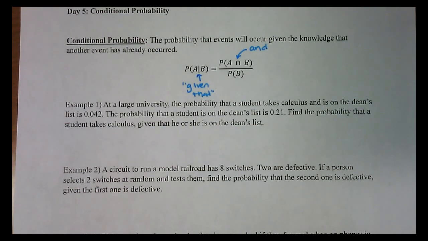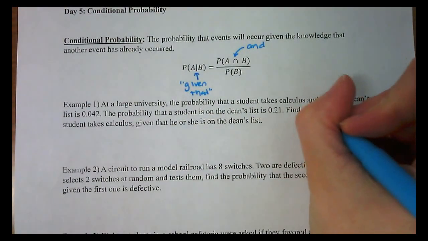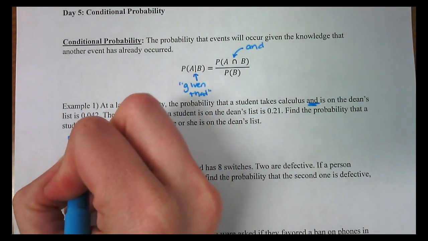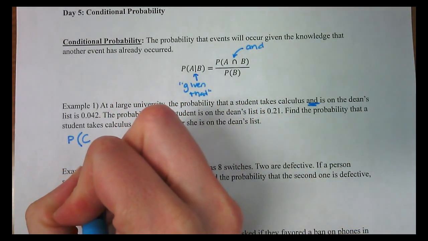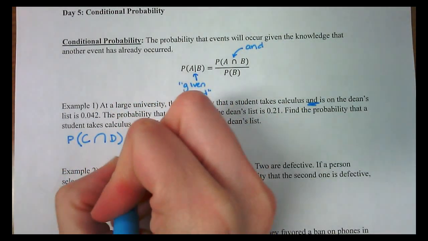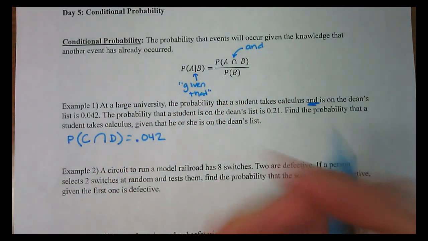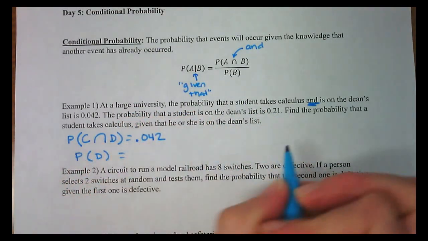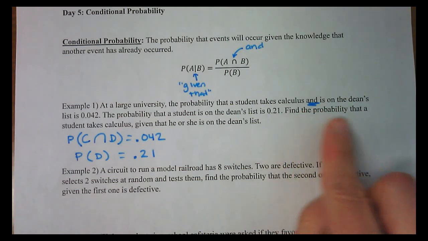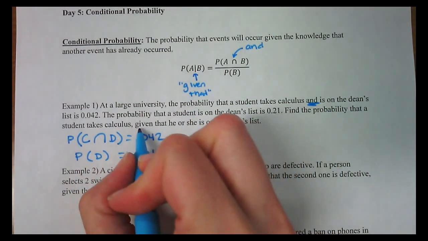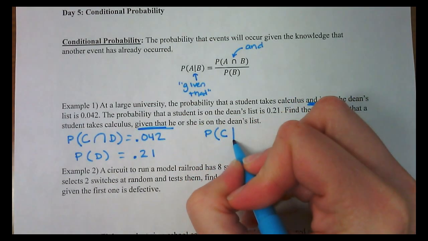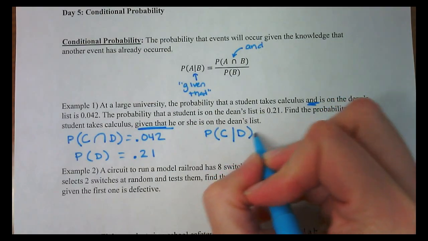Okay, so in our first problem, it says at a large university, the probability that a student takes calculus and is on the dean's list is 0.042. So I'm going to abbreviate this as the probability the student takes calculus and is on the dean's list is 0.042. The probability the student is on the dean's list, so probability of D, is 0.21. Find the probability that a student takes calculus given that he or she is on the dean's list.